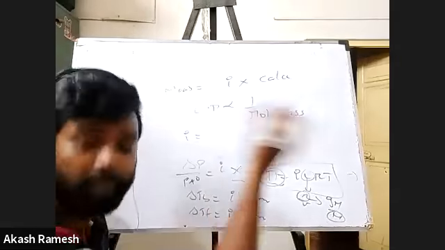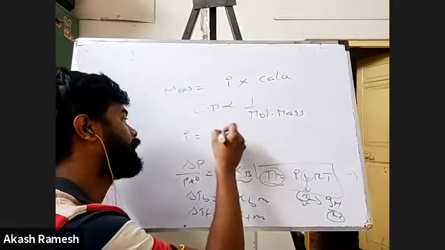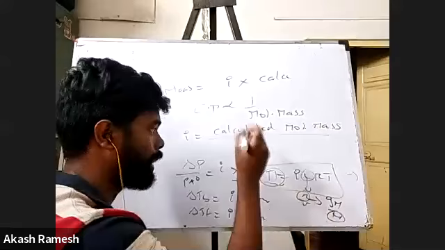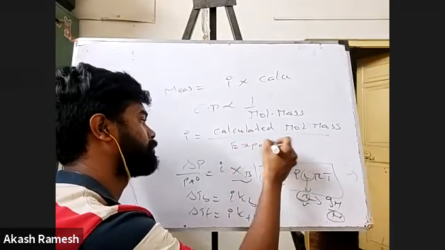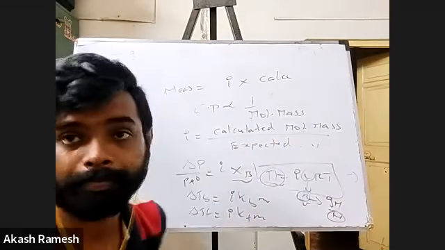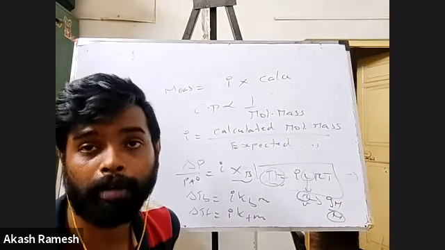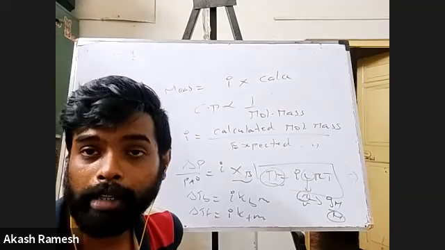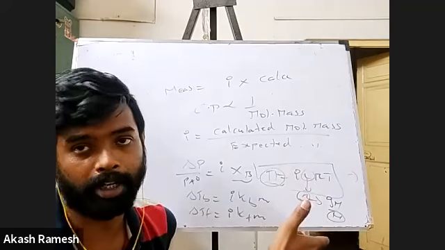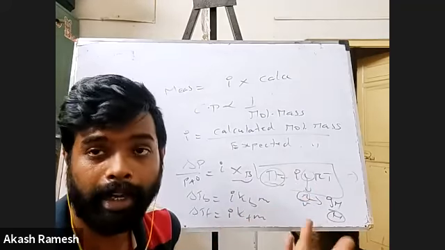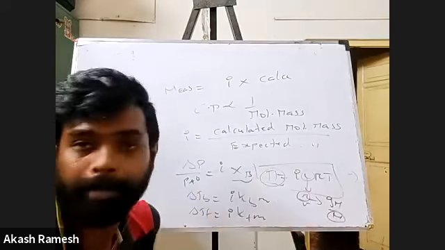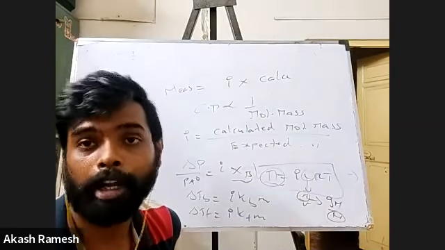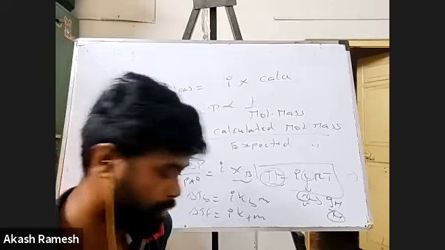So, in terms of molecular mass, how do we write the Van't factor I? It is calculated molecular mass divided by expected molecular mass. Calculated means calculated through the colligative property calculation. Expected is what we already know. Say for NaCl, it is 58.5. That is what is expected. Calculated comes from the colligative property calculations.